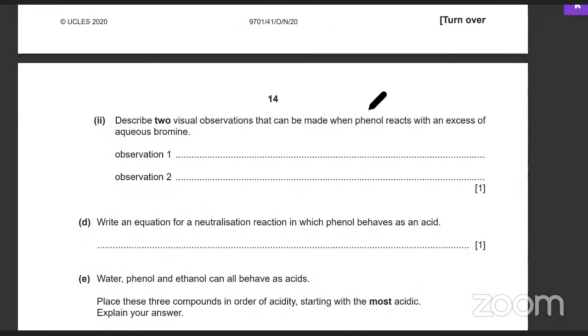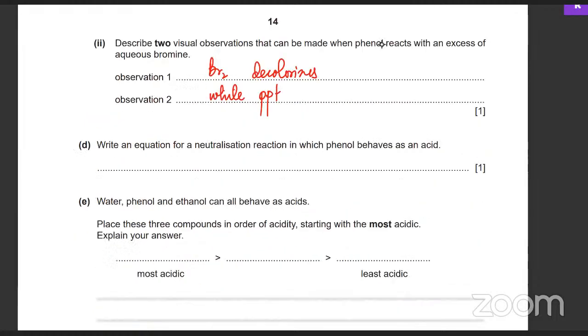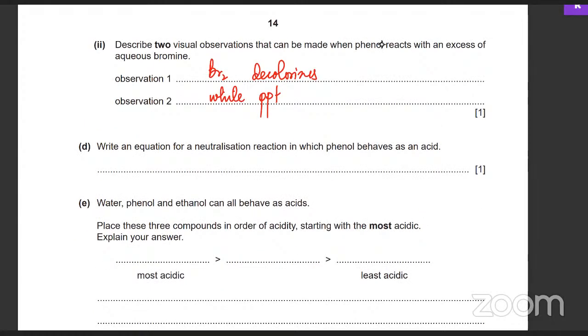As I described, there are 2 visual observations that can be made when it reacts with an excess of bromine. First, the bromine gets decolorized. Second, a white precipitate. Remember the other one, that Br2 gets decolorized as well.